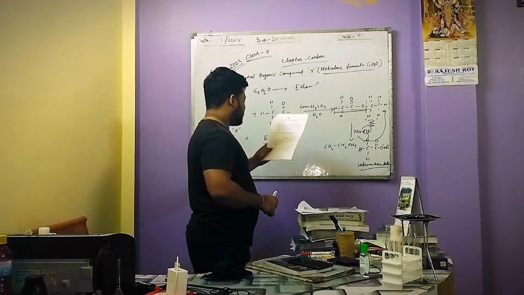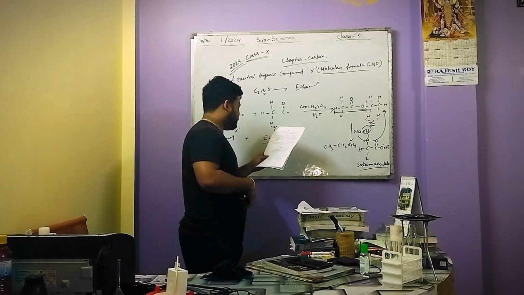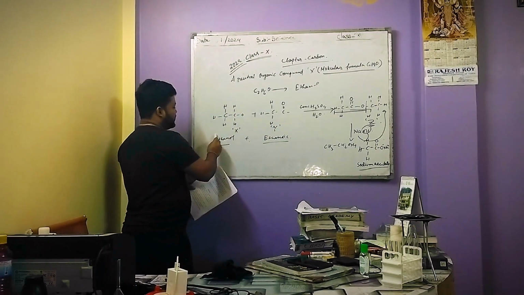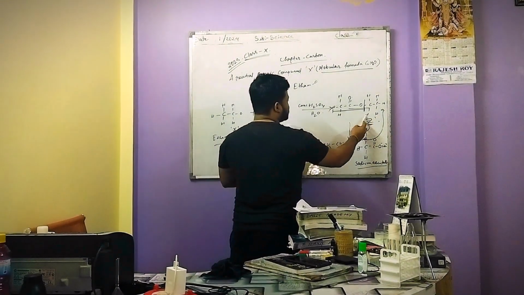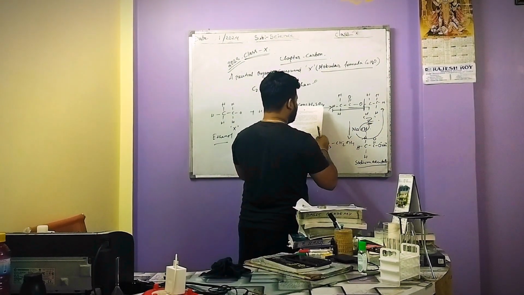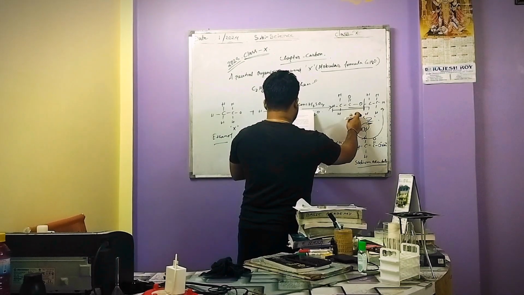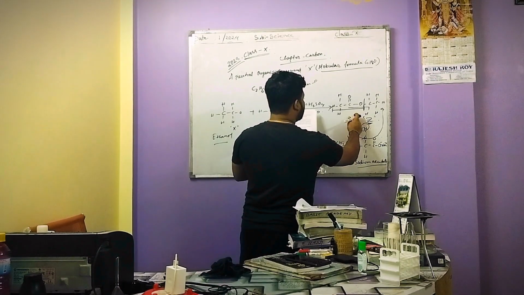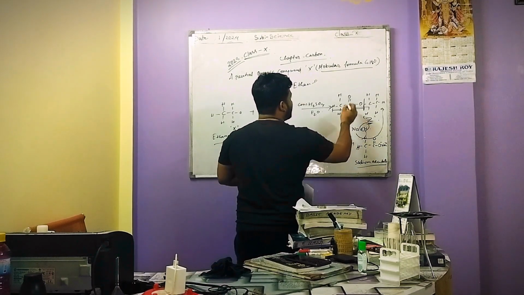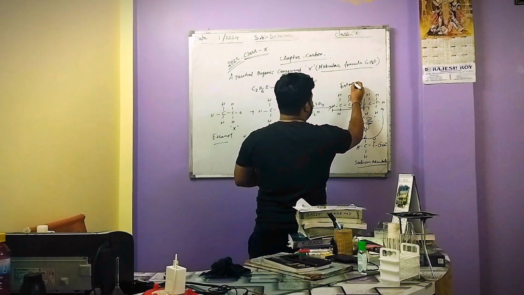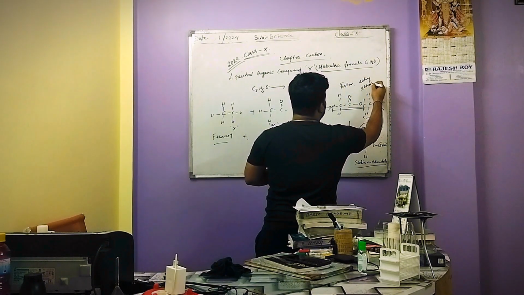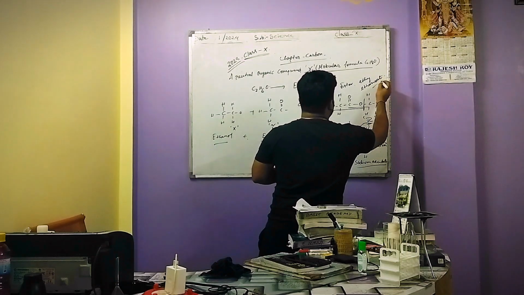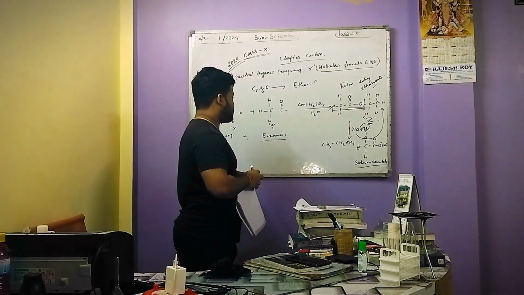Now according to the first question, identify XYZ. Identify XYZ means X is ethanol, Y is ethanoic acid, and Z is what? Z is this ester, that is ethyl ethanoate. Okay, next.